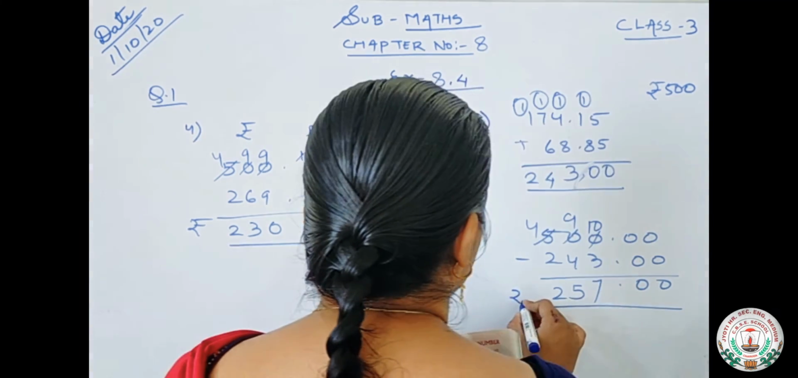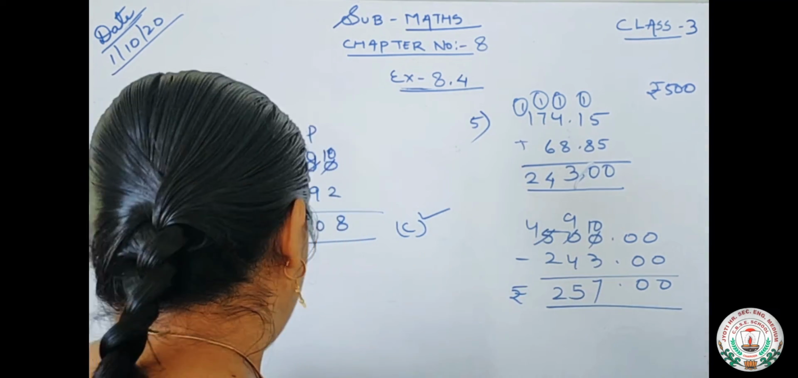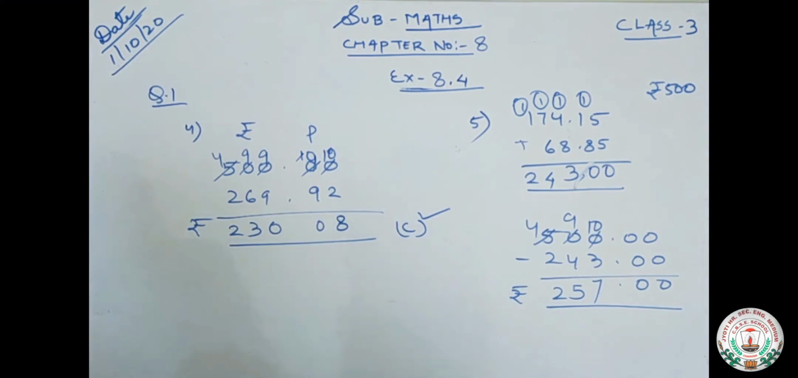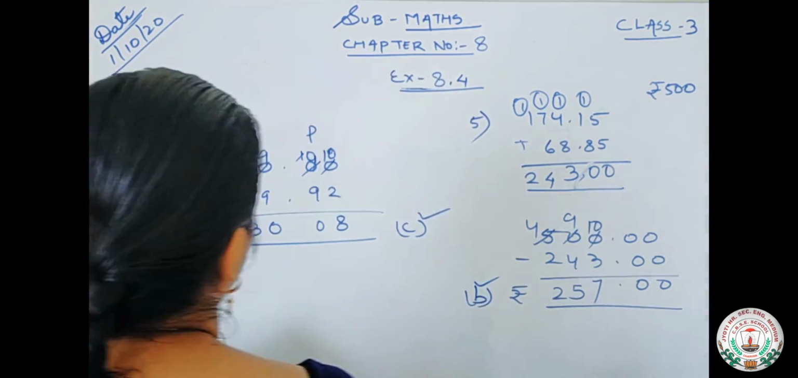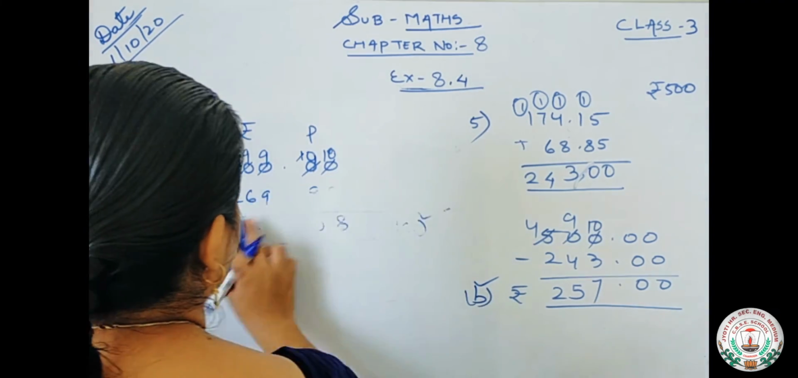So what is the answer? Answer is rupees 257, which is given in option number B. So you will tick option number B for this question. Okay. Now next is question number 2.